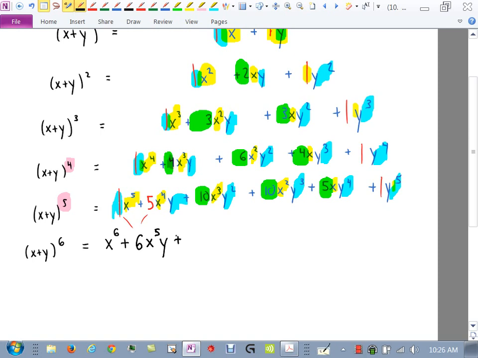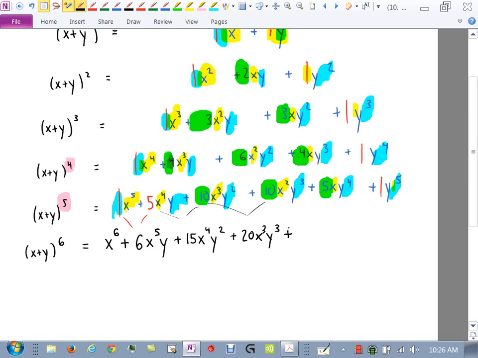Okay, plus what's the next one? What's the number? It's the 5 and it's the 10. So it's a 15. X to what power? 4, y to the 2. Plus, what's the next number? 10 and 10, 20, right? 20, what's the power on x? Third, what's the power on y? 3 again, right? So the x's are coming down, the y's are coming up.